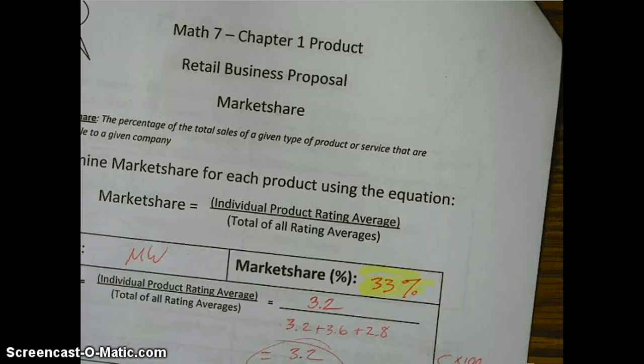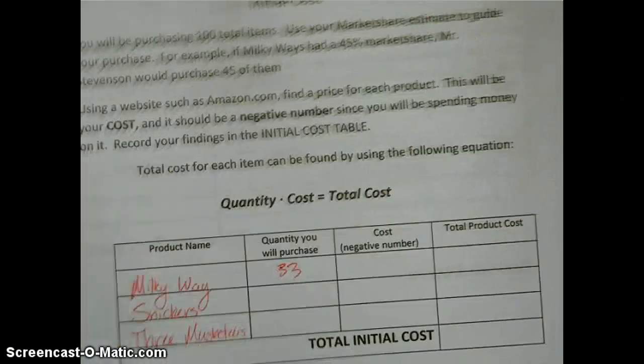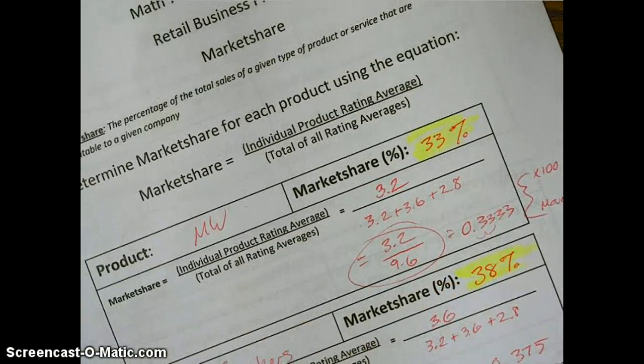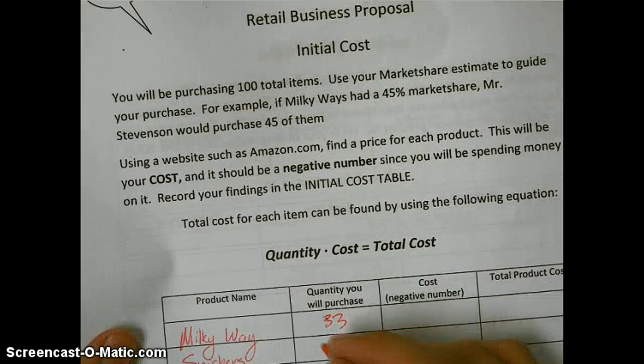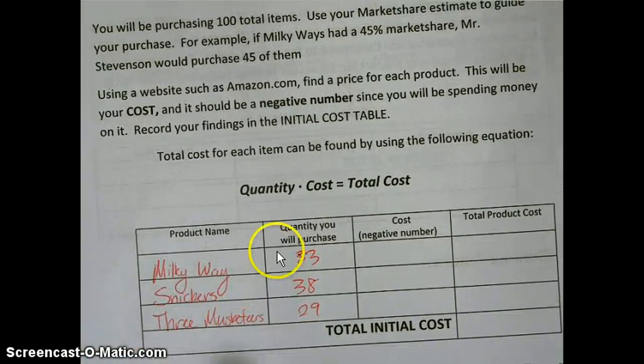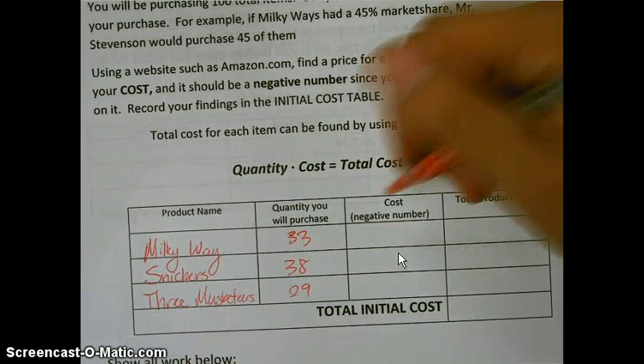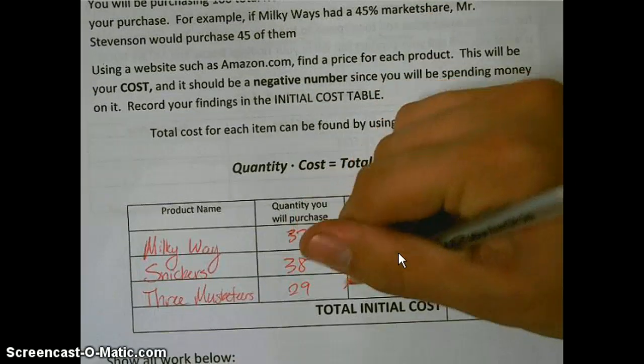But we look over, and since this one was 33% market share for Milky Way, I'm going to buy 33 of them. Oops, can't see that. Snickers is 38%, and then 29% for the last one. We're only going to do one of these together. Okay. Now it says the quantity you'll purchase. Here's the cost. We want to do 33 times whatever our cost is for each one.